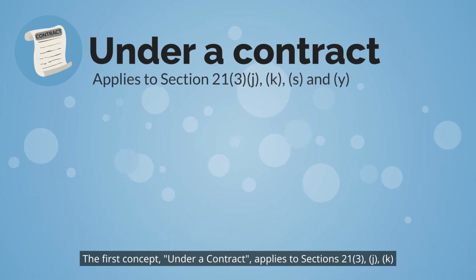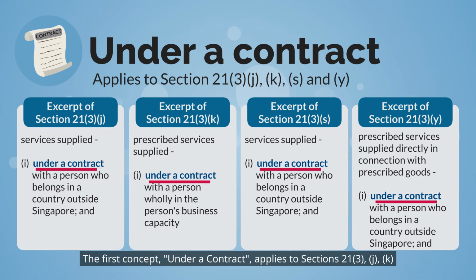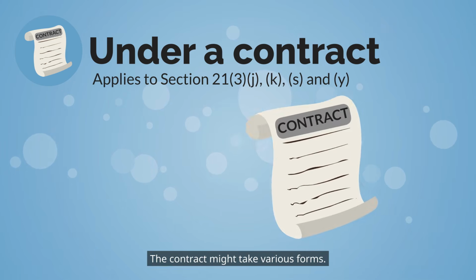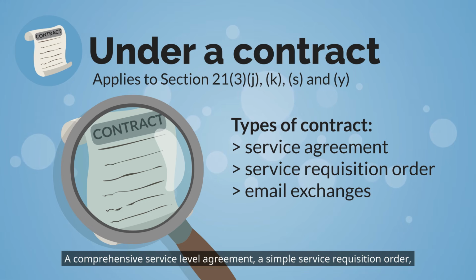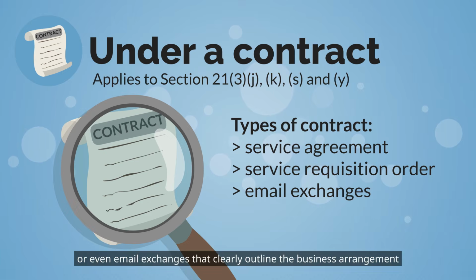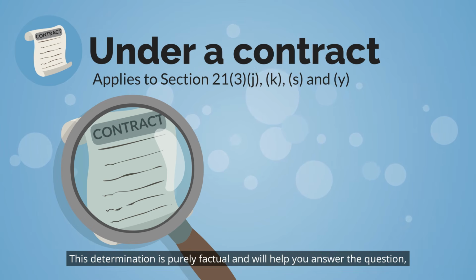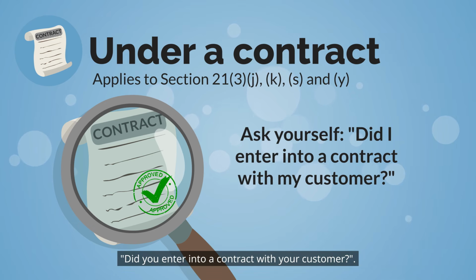The first concept, under a contract, applies to Sections 21(3)(j), (k), (s), and (y) of the GST Act. This concept requires you to establish whether a contractual relationship exists with your customer. The contract might take various forms: a comprehensive service level agreement, a simple service requisition order, or even email exchanges that clearly outline the business arrangement between you and your customer. This determination is purely factual and will help you answer the question: did you enter into a contract with your customer?